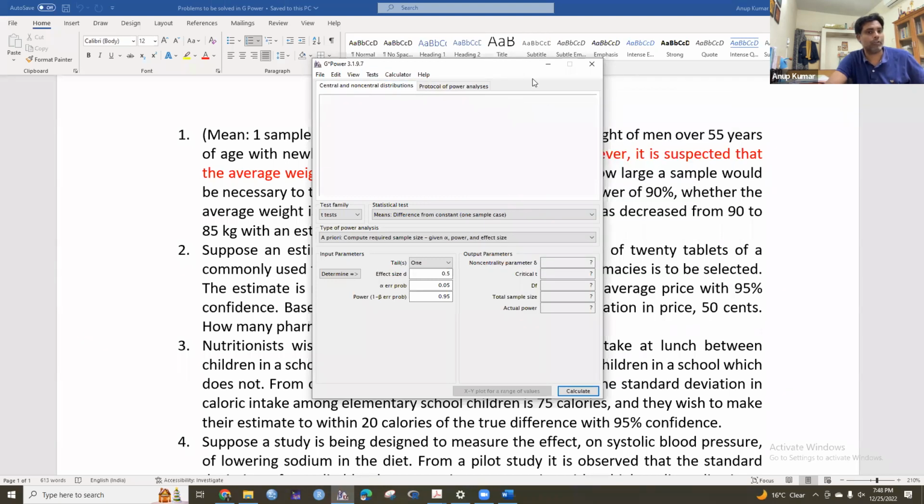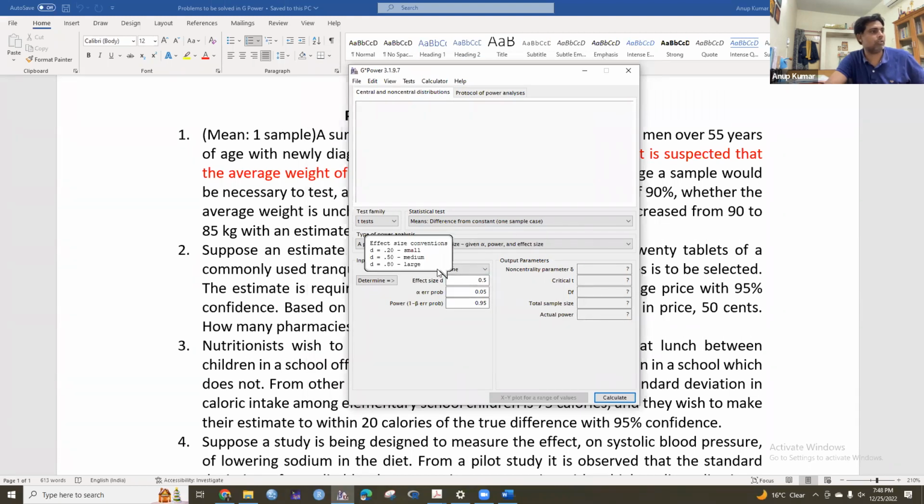Now the question is whether it is a one-tailed or two-tailed test. The first thing is whether it is one-tailed or two-tailed. So the answer is that it is one-tailed because the PI is sure it is decreased. If the PI is unsure whether it is increased or decreased, then it will be two-tailed, so from here you have to select two. But here the PI is sure that this weight is decreased. Okay, so your test is a one-sided test.